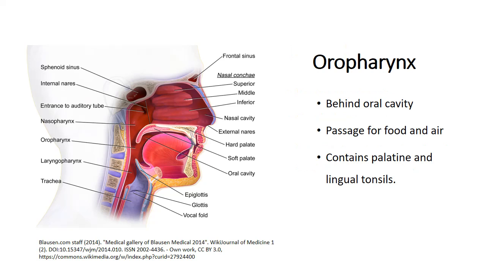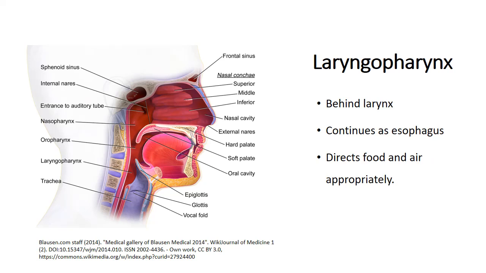The second division is the oropharynx, which lies behind the oral cavity. It extends from the soft palate to the upper border of the epiglottis. Unlike the nasopharynx, it conducts both air and food. This region contains the palatine tonsils, the base of the tongue, and the lingual tonsils, making it an important component of the body's immune defense.